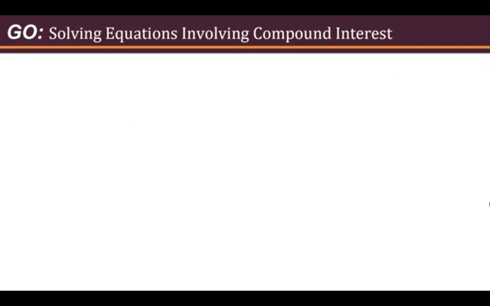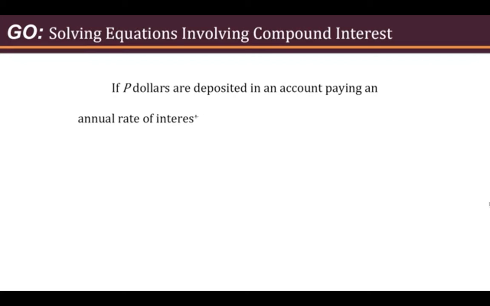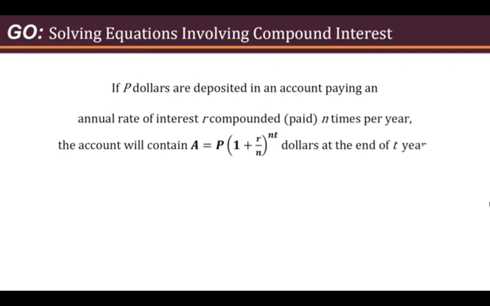Previously, we have used the formula for compound interest to determine the amount of money in an account after so many years. In this section, you will again practice how to use this equation to help you determine the effect that different compounding periods will have on the amount of money in an account. Here's the formula for compound interest. If P dollars are deposited in an account paying an annual rate of interest R, compounded or paid n times per year, the account will contain A equals P times (1 plus R over n), all raised to n times t dollars at the end of t years.